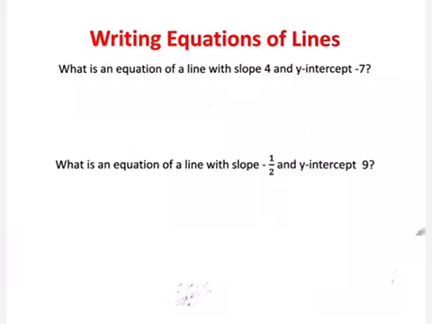Here we want to write the equation of a line with a slope of 4 and a y-intercept of negative 7. So we've got m, and they gave us the intercept, so we have b. We're putting this in slope-intercept form. So that means our equation is going to become y equals 4x minus 7.